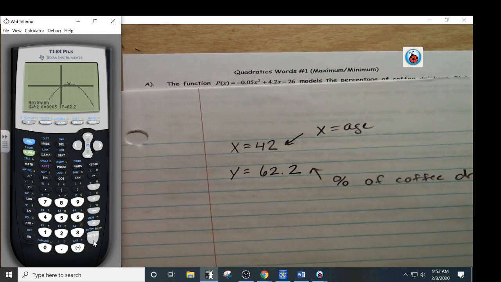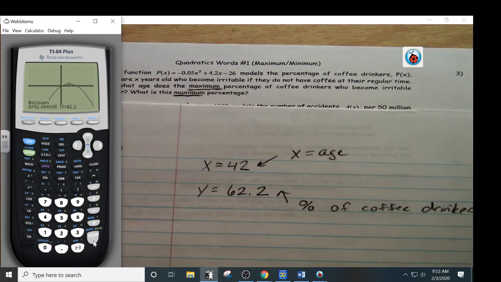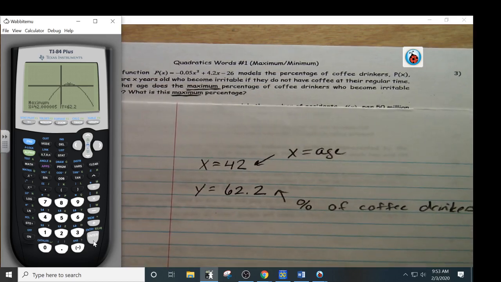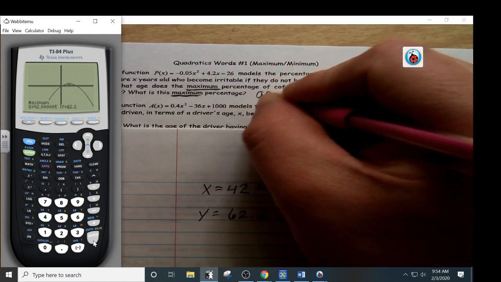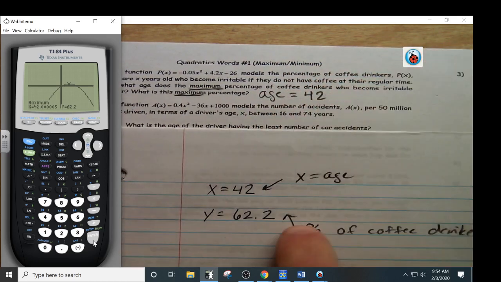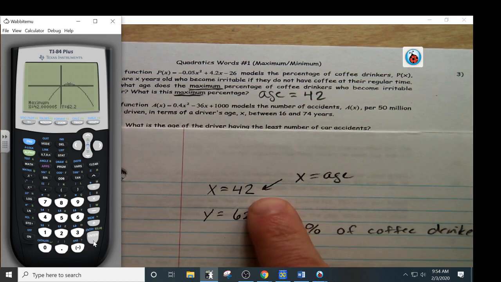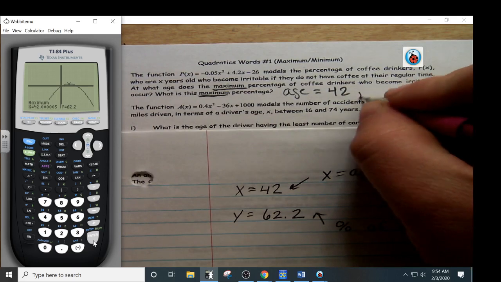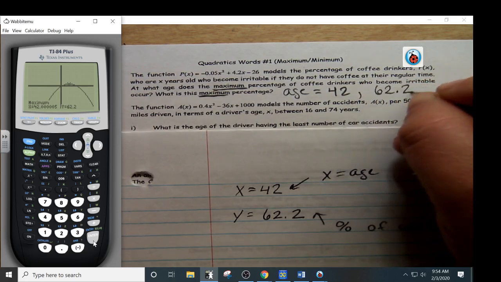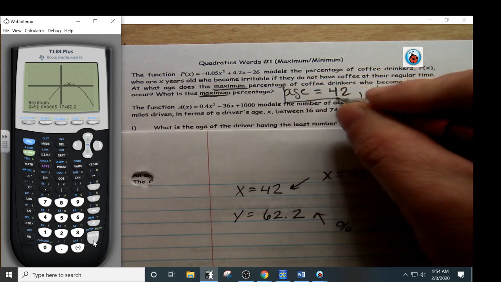Okay, now, so let's answer the question. At what age does, now guys listen, at what age does the maximum percentage of coffee drinkers who become irritable occur? Be 42. So age equals 42. That was the x value. All right, now, what is the maximum percentage? 62.2. That'd be how you answer that.